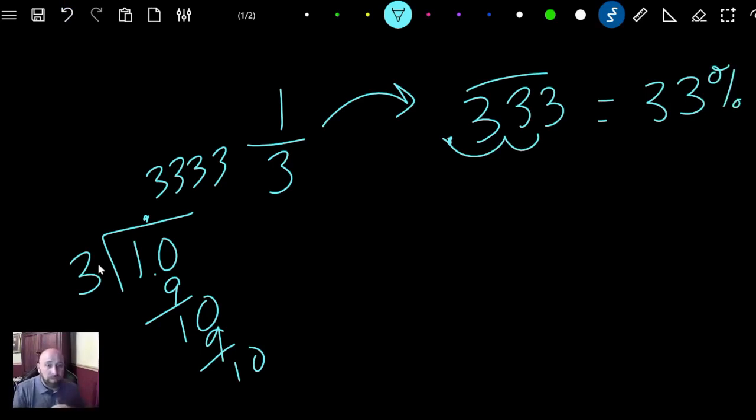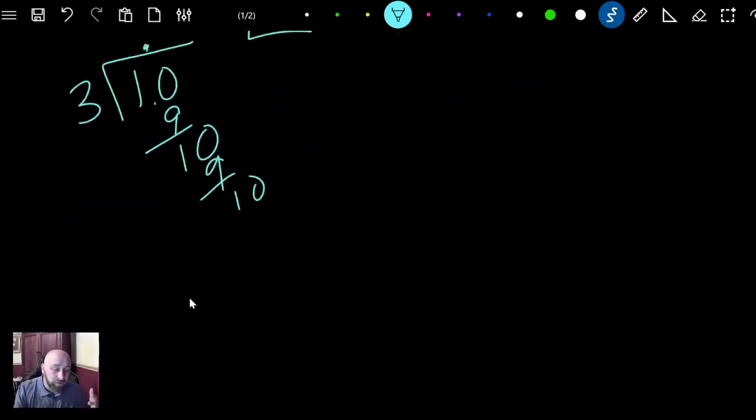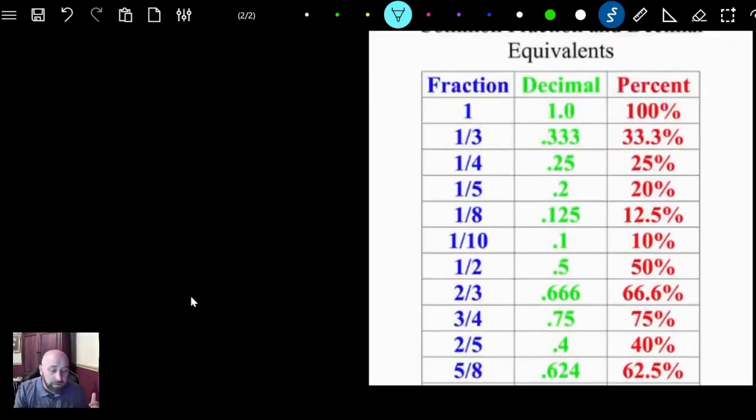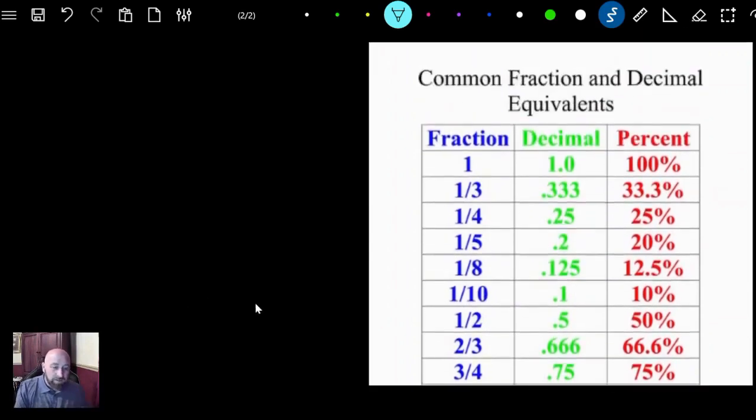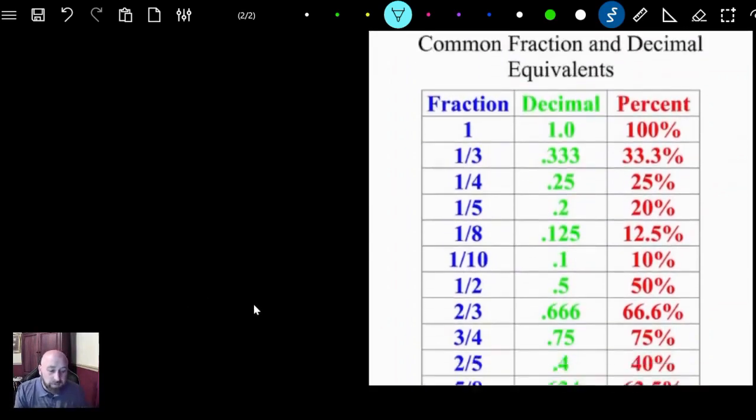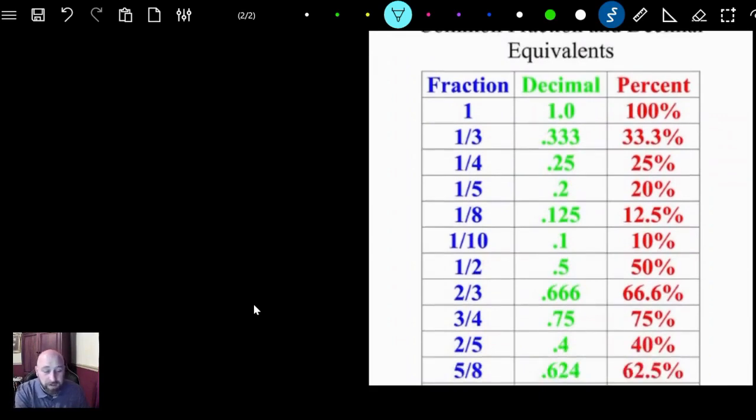Now, can you imagine, every single time you wanted to know what a fraction was in a decimal or in a percent, you had to divide, and then you had to move the decimal and do all that stuff? Well, I'm going to give you a major shortcut, okay? I want you to look at this chart right here, all right? So these are common fraction and decimal equivalents. I want you to just memorize these.